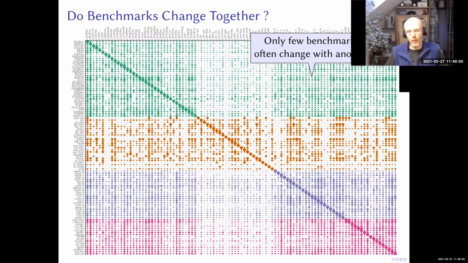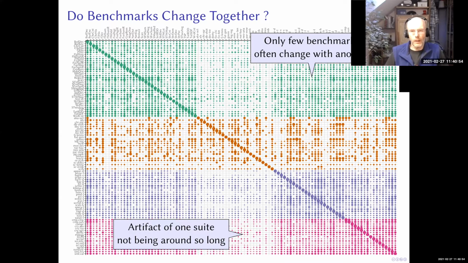Also, you might notice that there's sort of a whitish part in the middle. That's because the Renaissance suite, or at least the version we use now, has not been around for so many years as the other ones, and therefore we don't have so much data out of that.